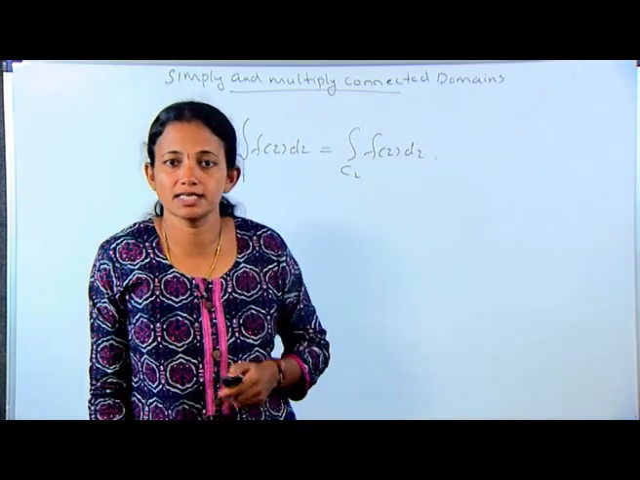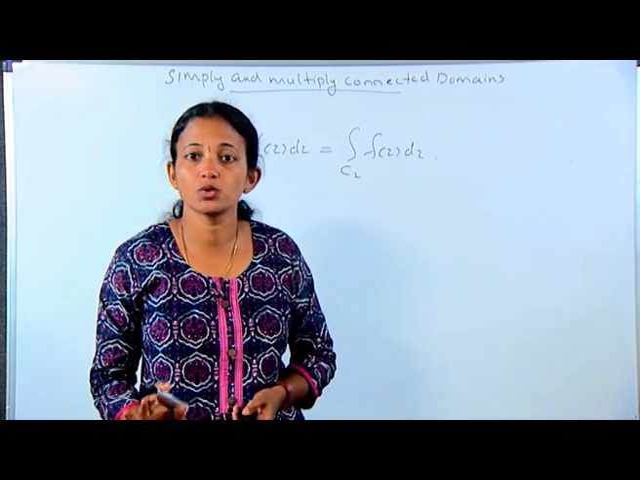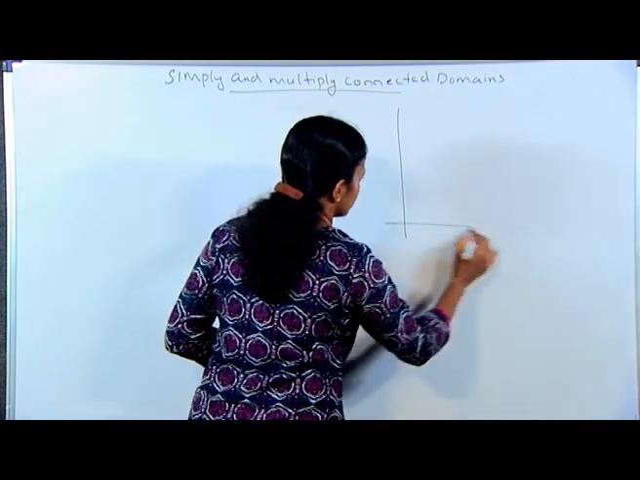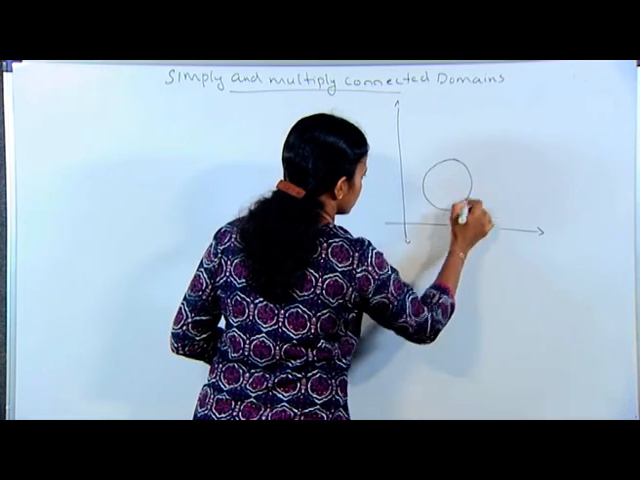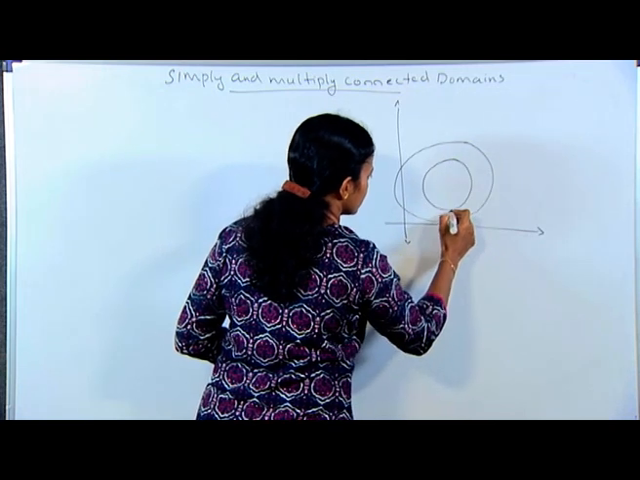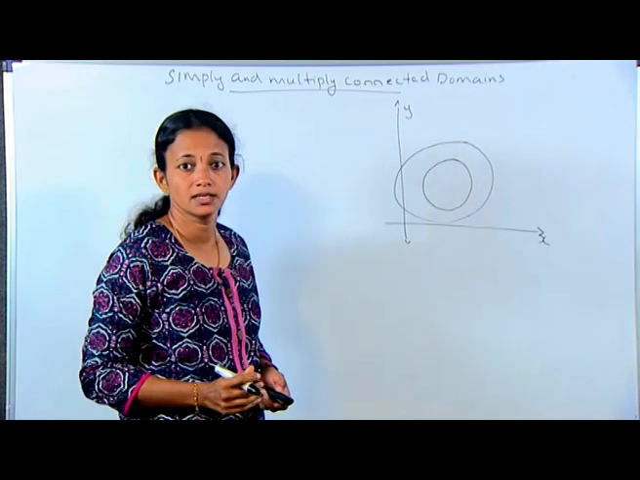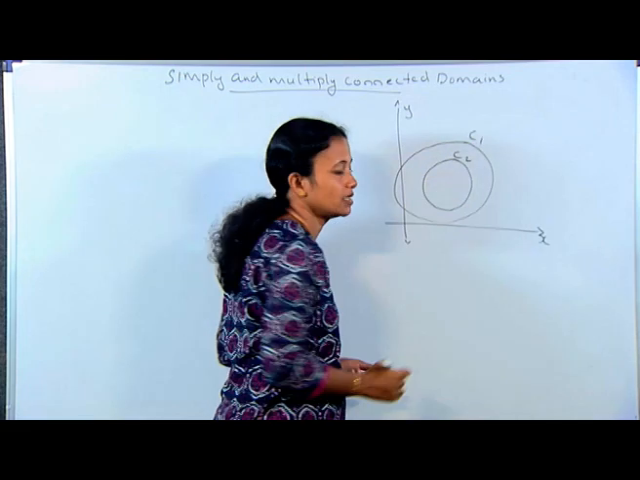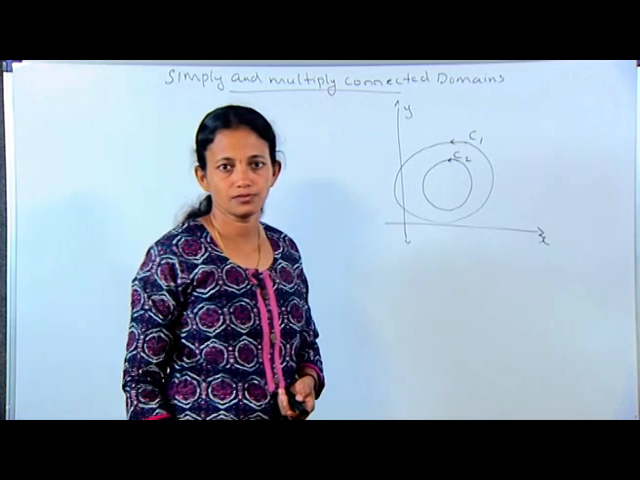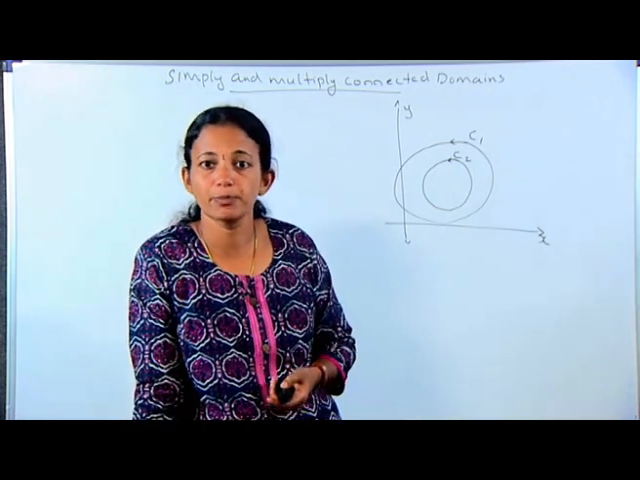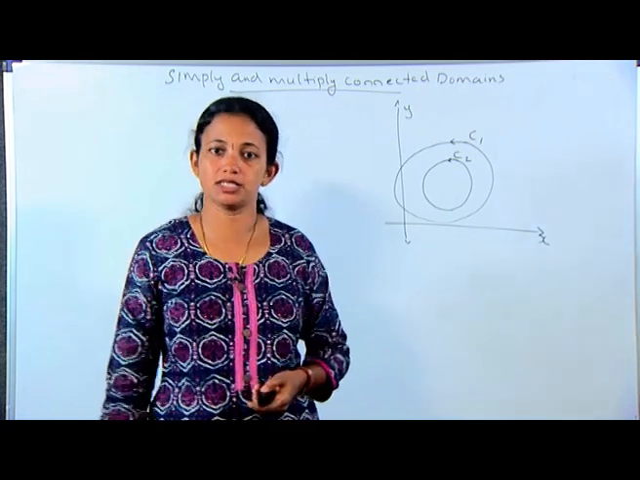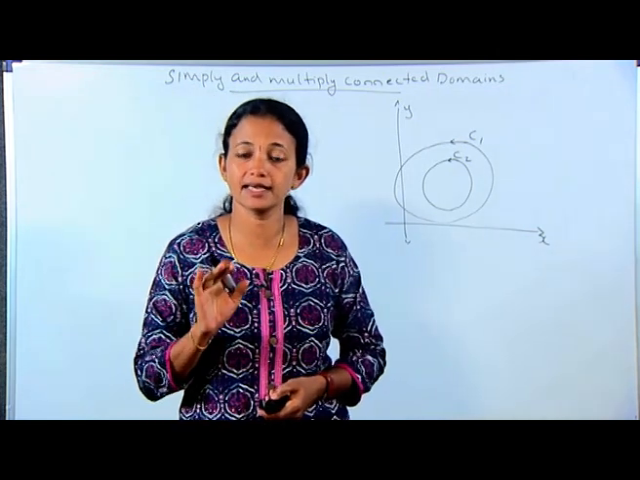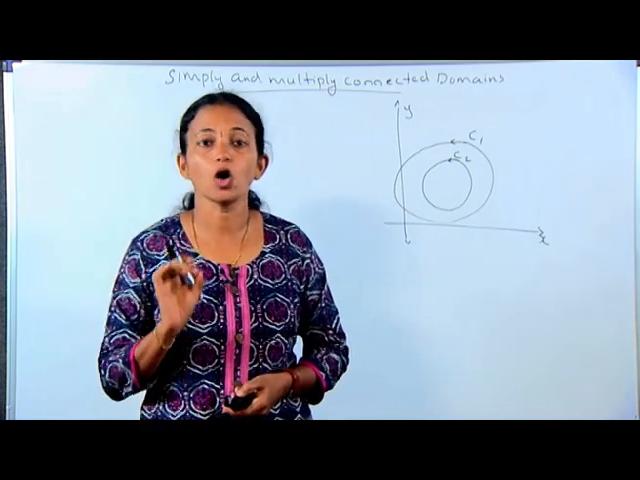Proof. Here C1 and C2 denote positively oriented simple closed contours. That is, it is just like this. Here our C2 is interior to C1. So, here we have C2, this is our C1 in the direction, that is, C1 and C2 denote positively oriented simple closed contours. Now, consider C1 and minus C2. Then C1 is positively oriented and minus C2 is negatively oriented. Also, f is analytic in the closed region consisting of these contours and all points between them.